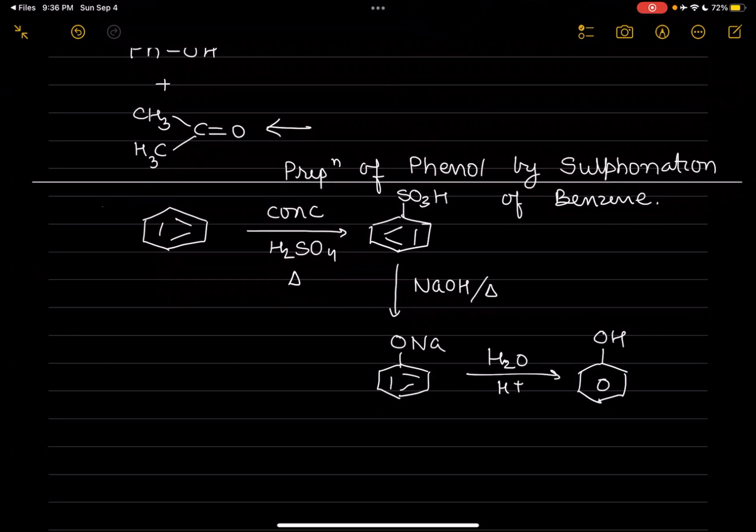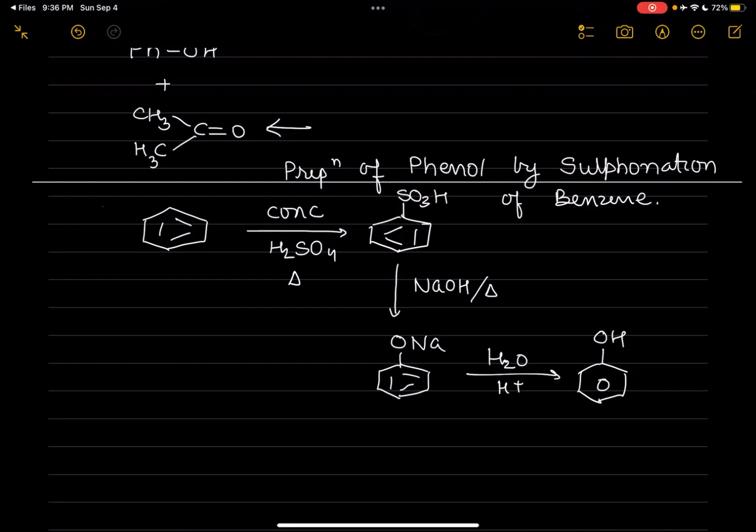Now HNO3 is for nitration. HNO3 with H2SO4 you take for nitration. But if you take only H2SO4, that is for sulfonation. So I hope it is clear.